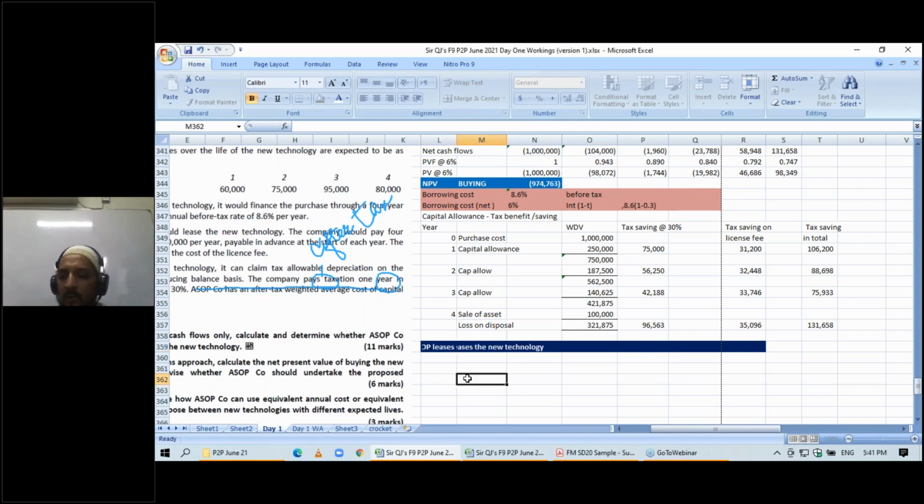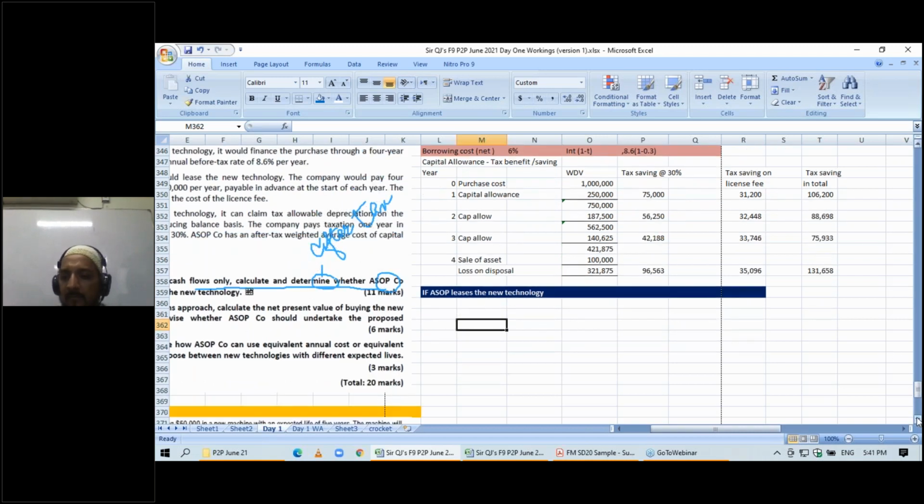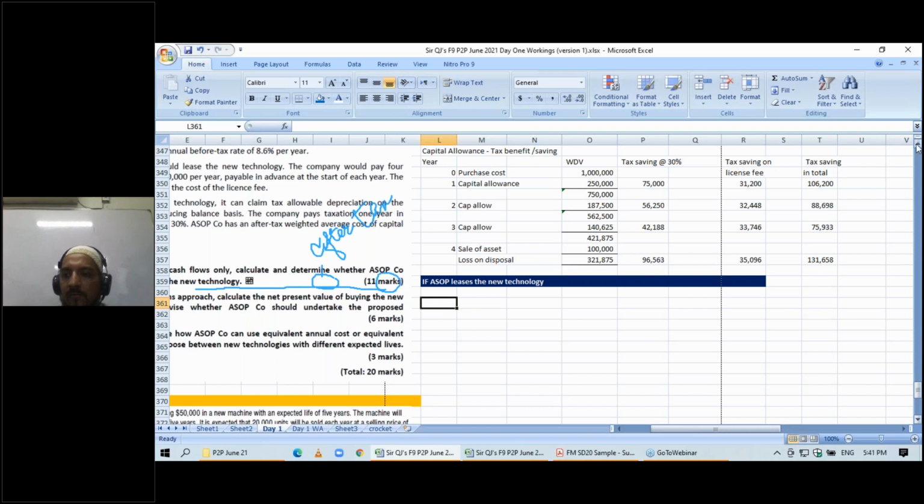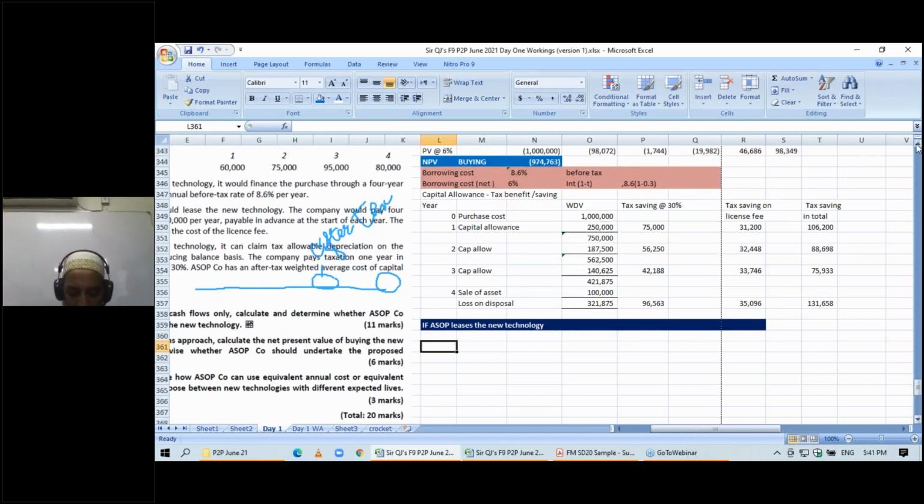If ASOP leases the new technology, what happens then? Okay, so students, if they lease the technology, I'm using the present value technique of annuities. You remember annuities? You will be using the annuity table in this case. The annuity table gives you the present value of all the payments together. If you have a 5-year payment, so if you add all the present value fractions from year 1, year 2, year 3, year 4, year 5, the total appears in the annuity table. AF stands for annuity fraction.